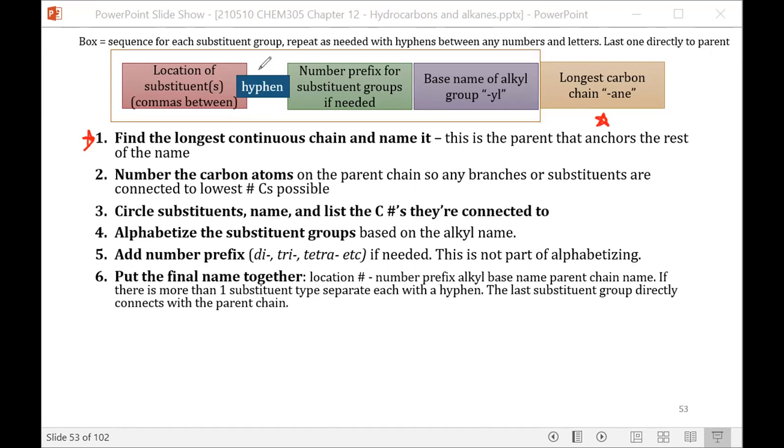And then you put a hyphen. And then you put the prefix. And then the alkyl group with the YL ending. And you repeat this for as many alkyl groups as you need to. And at the very end of your name comes the name of the longest carbon chain, the parent chain.